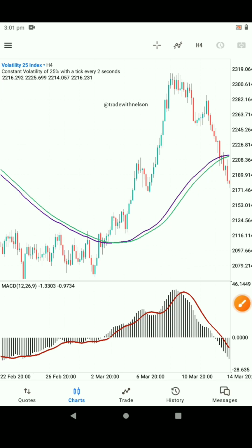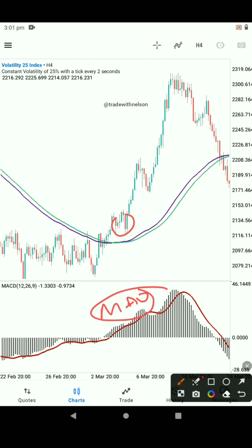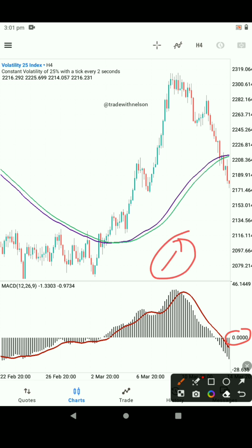You have a buy here. So once you have the cross, you look at the MACD immediately. So in the MACD, you have the bar going to the upside above the 0 level, which is telling you the market is likely to go in an uptrend.